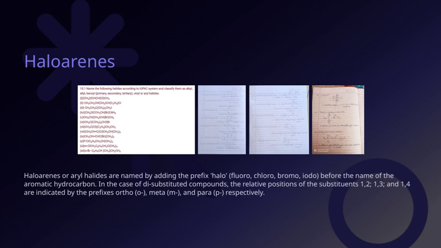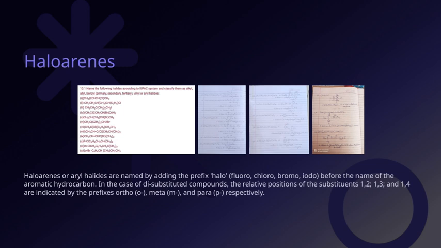Now, things get a bit more interesting when we have compounds with two substituents. In such cases, we need to specify their relative positions on the ring. These positions are designated as 1,2, 1,3, and 1,4, which correspond to the ortho, meta, and para positions, respectively. We use these prefixes, ortho, meta, and para, to describe how the substituents are arranged relative to each other. Understanding these naming conventions helps us communicate precisely about the structure and substitution pattern of haloarenes. This is essential because the position of these substituents can significantly influence the chemical properties and reactivity of the compound.